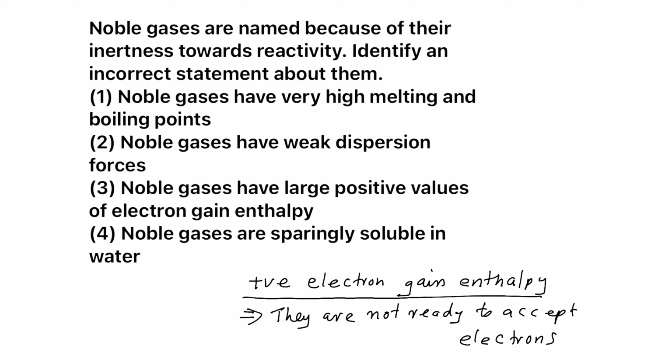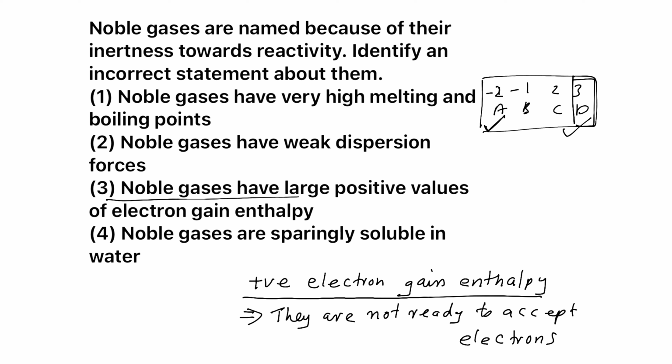Assume you have A, B, C, D with values minus 2, minus 1, 2, 3, just for understanding. These values are actually not correct. Now I am asking which has maximum tendency to accept electron. Of course, A, because its electron gain enthalpy is maximum negative. And which one has least tendency to accept electron? Of course, it is D, because it has maximum positive electron gain enthalpy. Got it, right? So noble gases have large positive value of electron gain enthalpy.